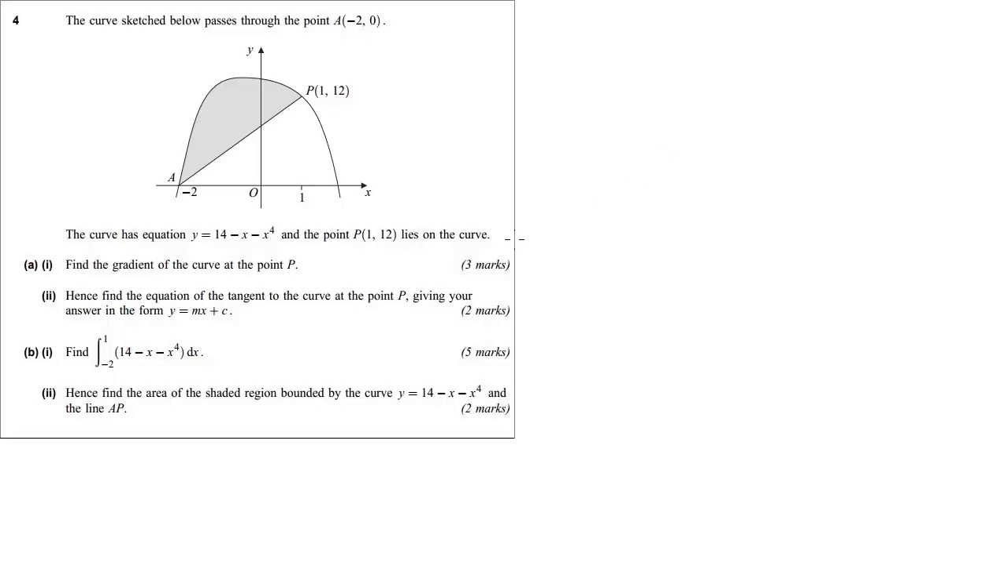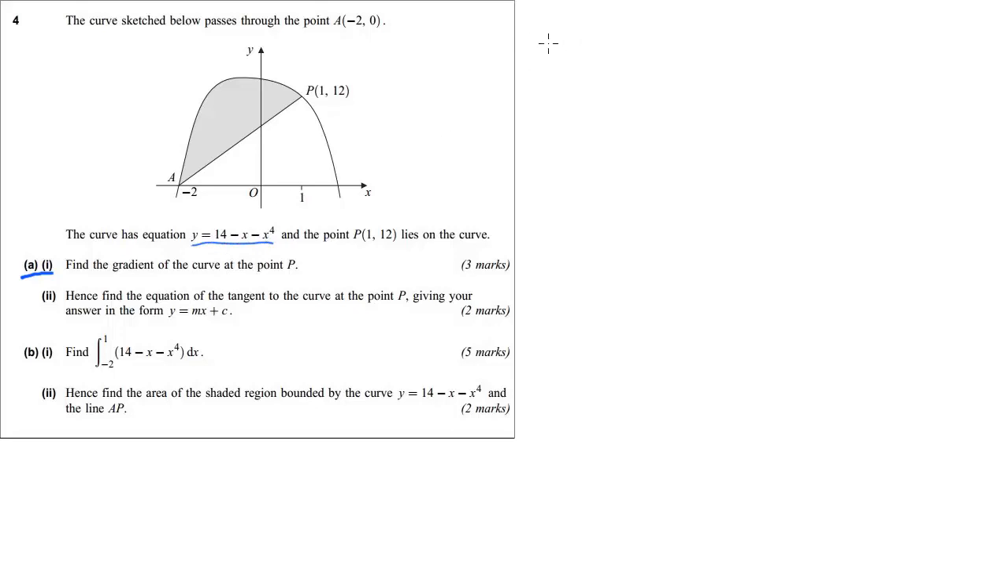Welcome to question 4, which is in part A about differentiating, and in part B it's about integrating. So let's get started with A. Find the gradient of the curve at the point P. So we have our point P up here, and we want to know what the gradient is of this curve that we have. So let's differentiate our equation.